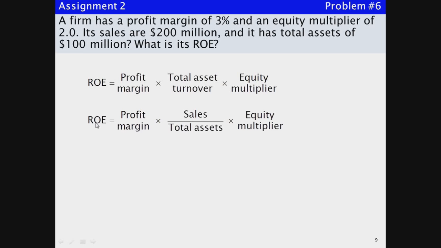Now, ROE is profit margin. We were given that, so I'm simply going to leave that as profit margin.